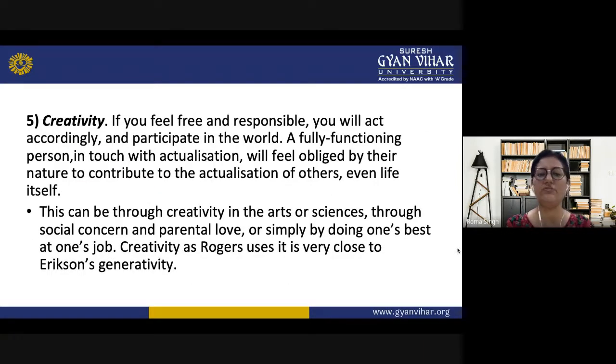Creativity, then. If you feel free and responsible, you will act accordingly and participate in the world. A fully functioning person will get in touch with the actualization and will feel obliged by their nature to contribute to the actualization of others, even life itself. This can be through creativity in the arts or sciences, through social concern and parental love, or simply by doing one's best at one's job. Creativity, as Rogers gives the concept, is very close to Erikson's generativity.